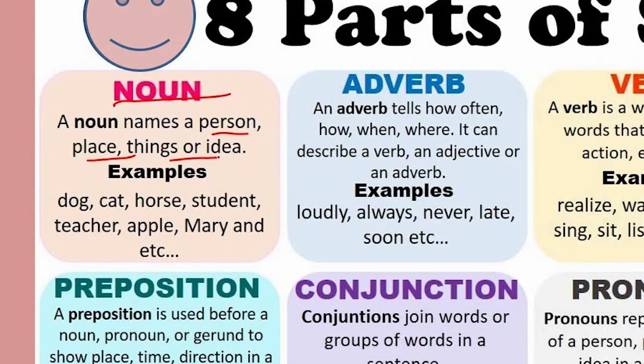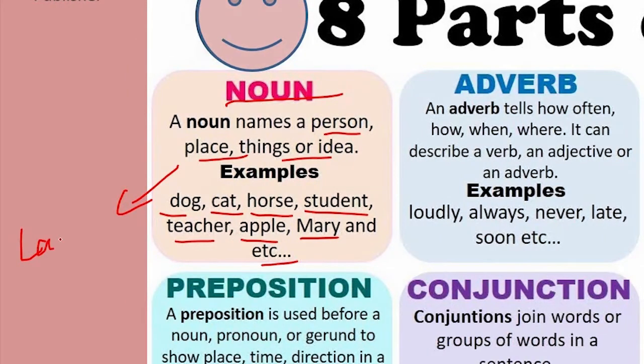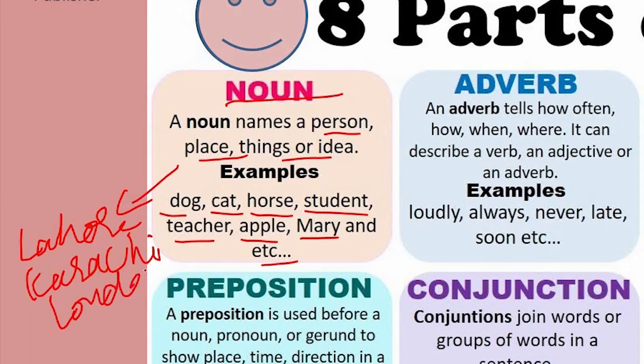Like we have some examples here. Dog is an animal, cat, horse, student, teacher, apple, Mary, etc. Place can be Lahore, Karachi, London. Idea can be joy, hate.